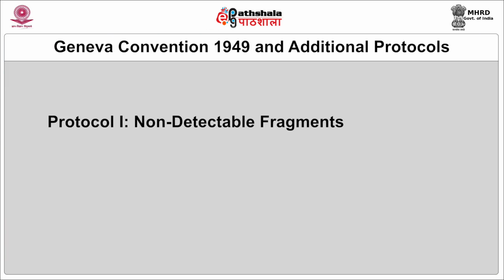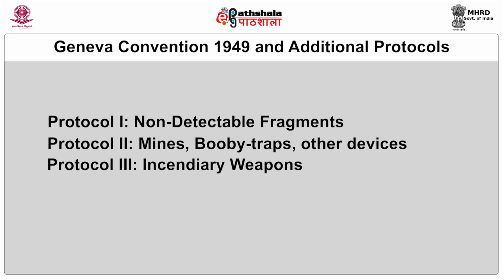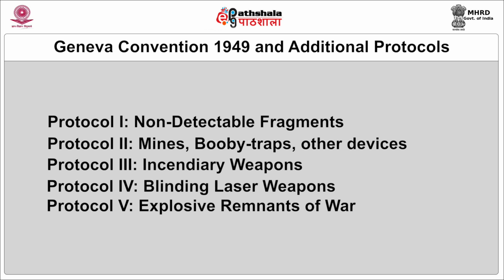1980, along with its 5 additional protocols, which lay down regulations around the following kinds of weapons. Protocol 1 deals with non-detectable fragments. Protocol 2 talks about mines, booby traps and other devices. Protocol 3, incendiary weapons. Protocol 4, blinding laser weapons. Protocol 5, explosive remnants of war.